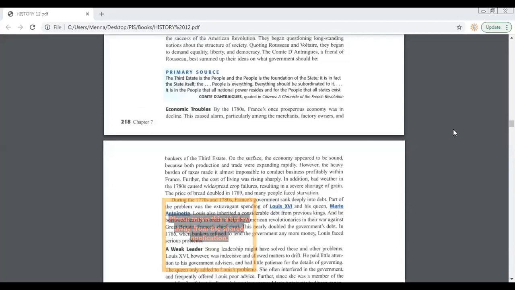So we said that the social reasons were the Enlightenment ideas, the American Revolution, the resentment among the lower classes, and the new ideas that they got about the government. Now, the second branch of reasons, or the second type of reasons, give me a second.